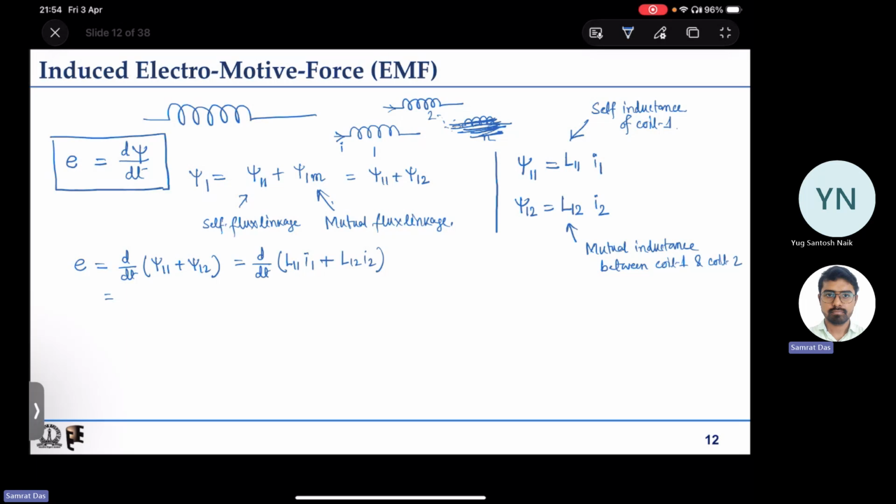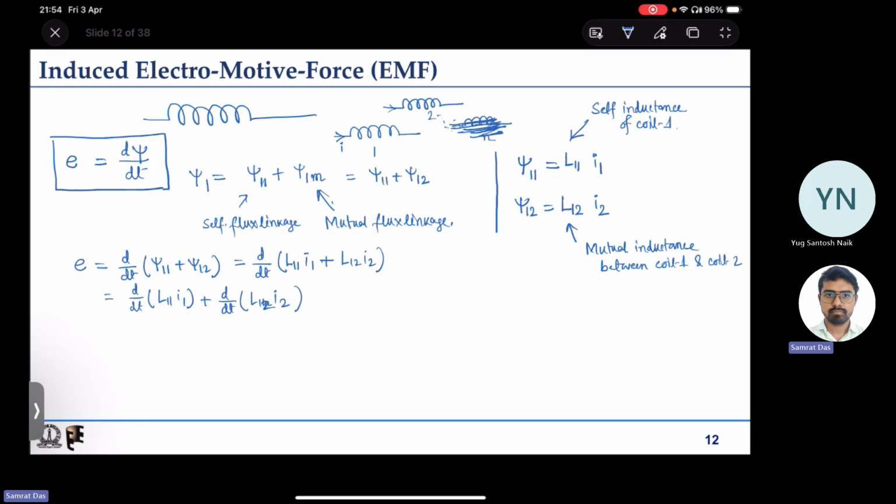Now summation is a linear operation, so we can write it as d/dt of L11 into I1 plus d/dt of L12 into I2. We can write it like this. Now can the inductance change? Current can change with time, we understand that, but can the inductance change?